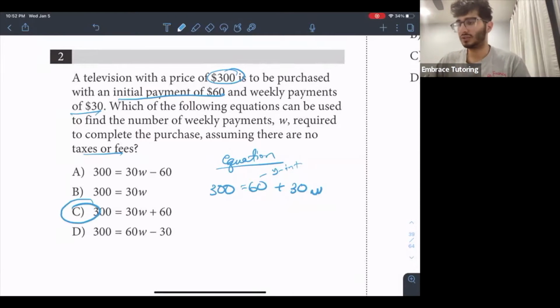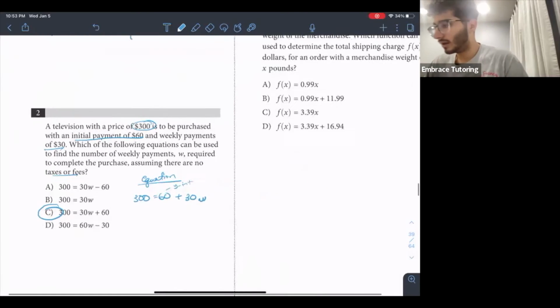That's how you do question 2. The tip for this question would be to make sure you're reading the question well and understanding that they have clues within the wording, so you understand what they're looking for and what information to use when.